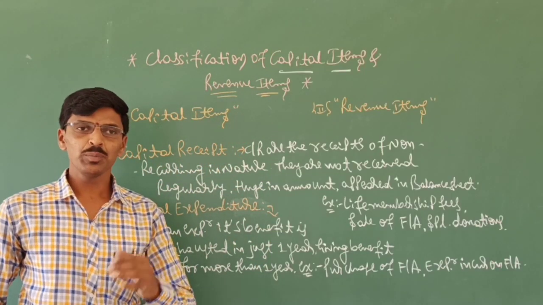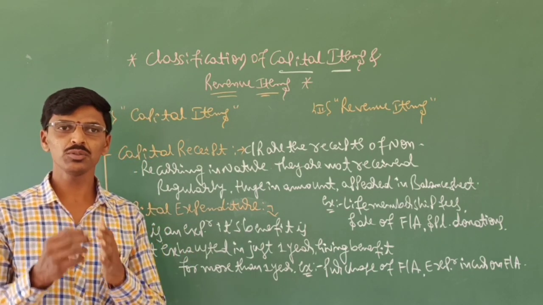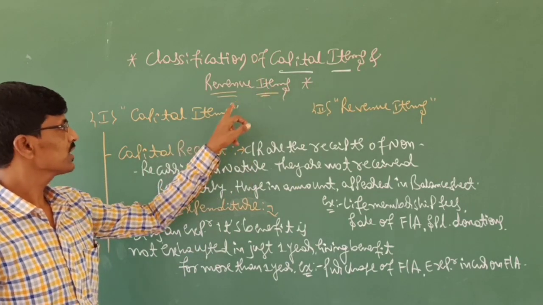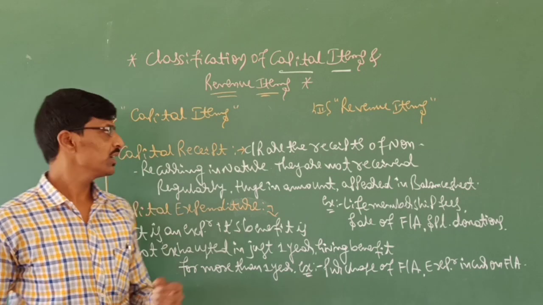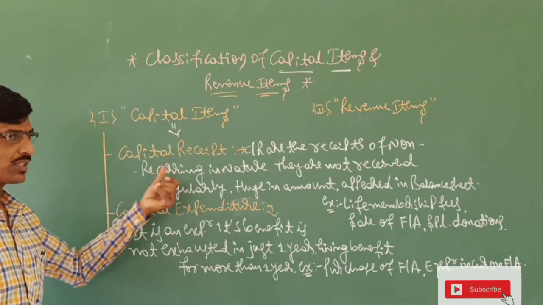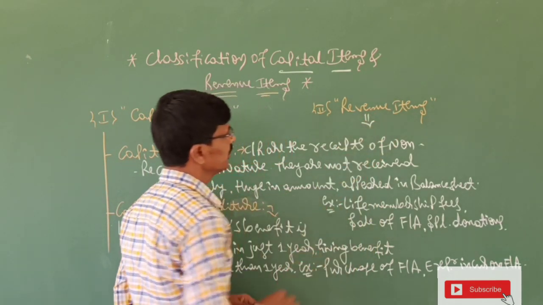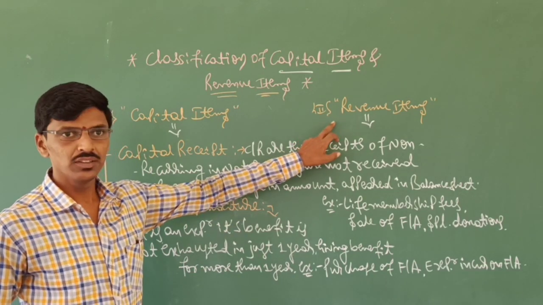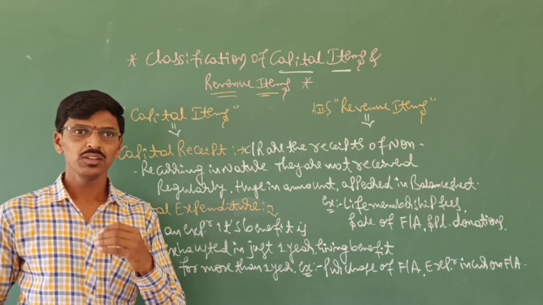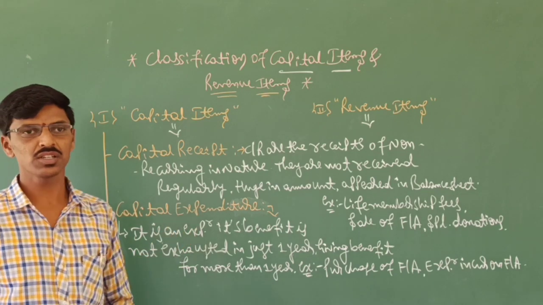So in an NPO, before going to prepare the financial statements, you need to know about certain classifications which come under capital items and revenue items. Here, in capital items there are mainly two types: one is capital receipt and capital expenditure. On the other hand, the second classification is revenue items. Under this, revenue receipt and revenue expenditure.